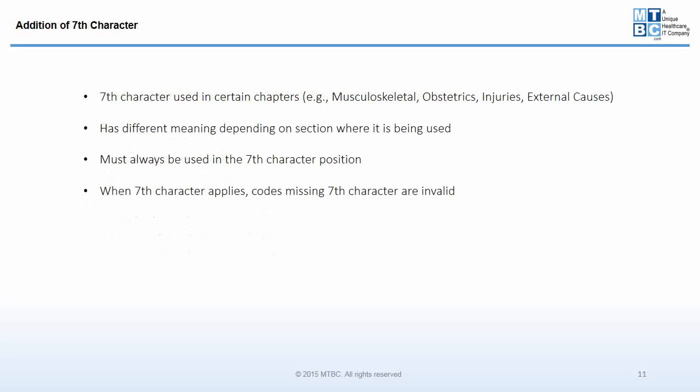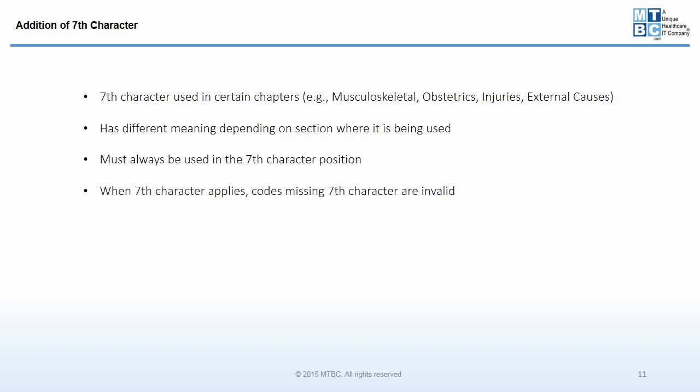Okay, so there is the addition of the seventh character. That's new to ICD-10. There was never anything from ICD-9 related to this. So the seventh character is used in certain chapters. I have seen it in musculoskeletal, obstetrics, injuries, and external causes. They have different meanings depending on what section they're being used.